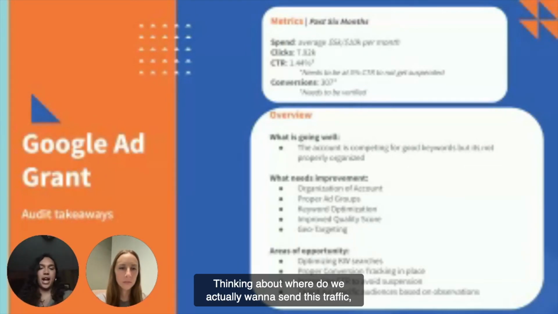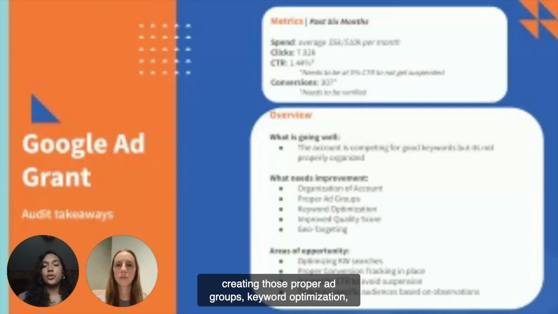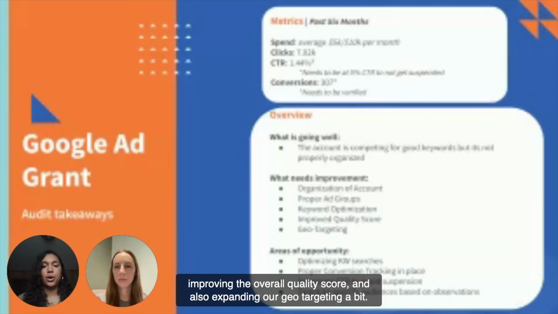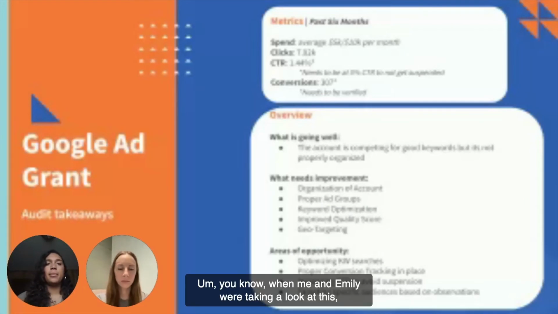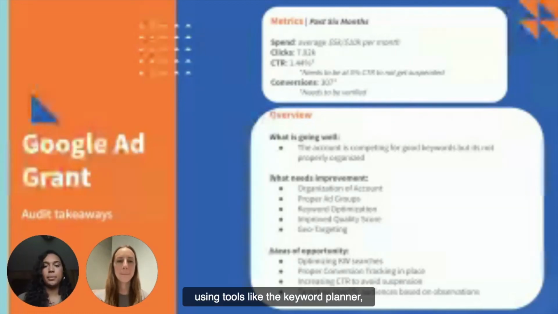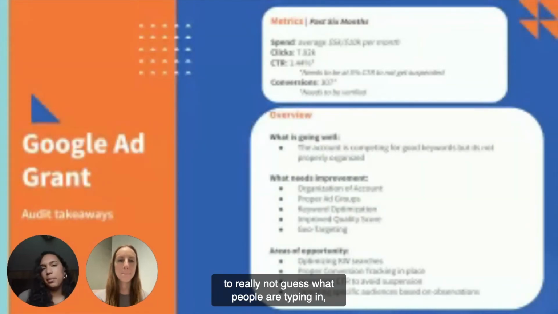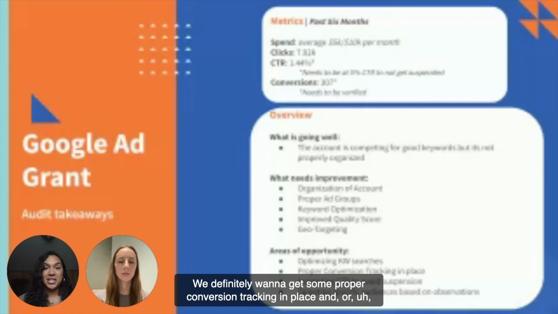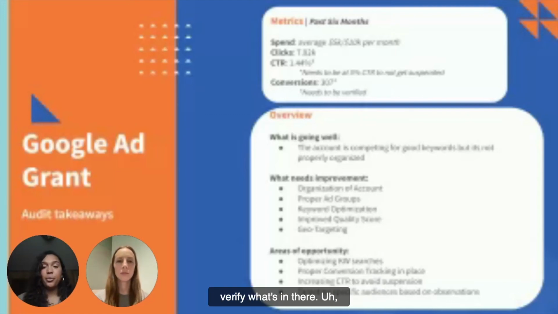Thinking about where do we actually want to send this traffic, creating those proper ad groups, keyword optimization, improving the overall quality score, and also expanding our geo targeting a bit. When me and Emily were taking a look at this, really the areas of opportunity is optimizing those keyword searches, using tools like the keyword planner to really not guess what people are typing in, but to know and have data driven decisions. We definitely want to get some proper conversion tracking in place and/or verify what's in there.